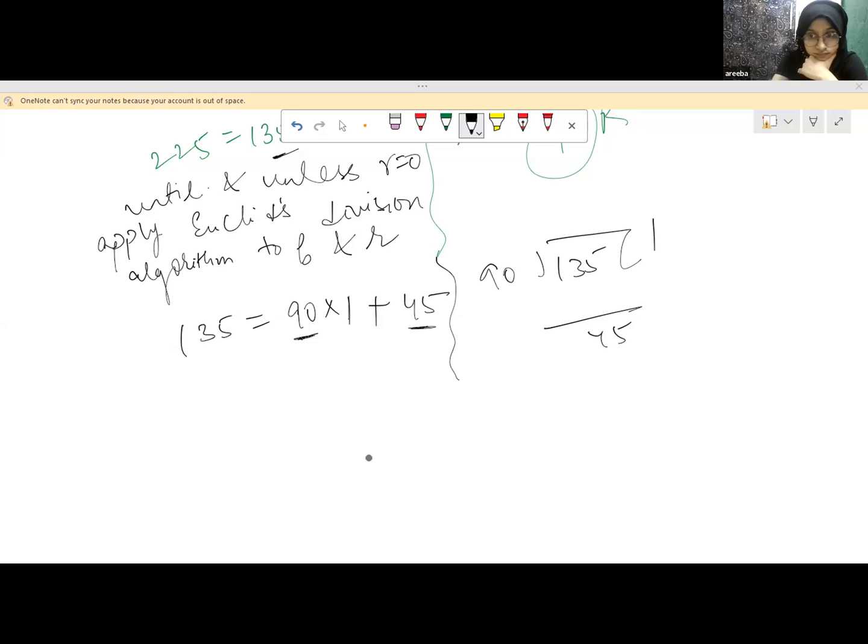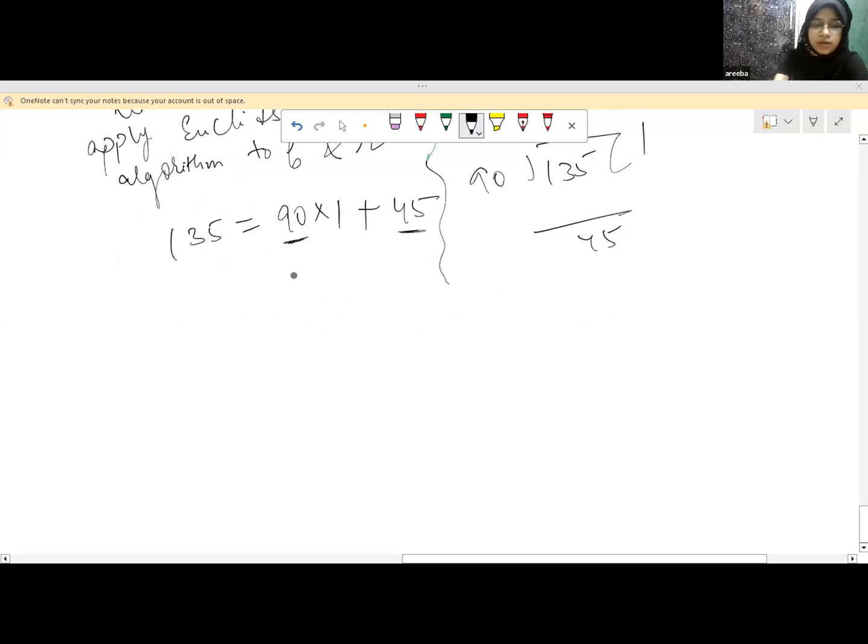Ma'am, I'm getting remainder as 0. Very good. So now write it in A is equal to BQ plus R form. A will be 90. B will be 45. Q will be into 2. Plus 0. Very good. Now we have got our remainder as 0.